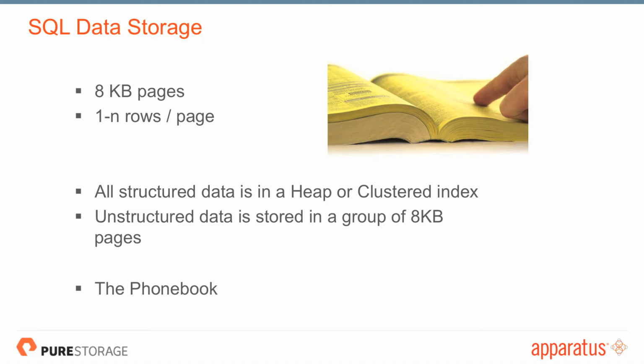One thing I like to tell people about SQL Server data storage is that we have the 8 kilobyte pages. There's 1 to n rows per page. All structured data is stored in one of 2 ways. Either it's random in a heap. So if you create a table and do nothing else and put data in it, it is almost random where in that file that data may reside. There is some order to it based upon what free pages are available, but you cannot expect there to be any physical order to the data.